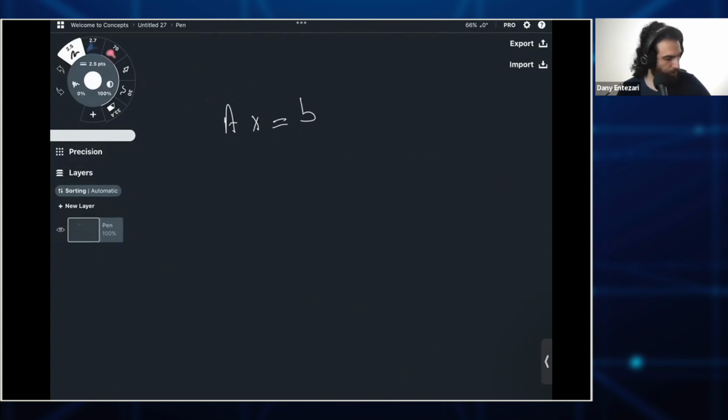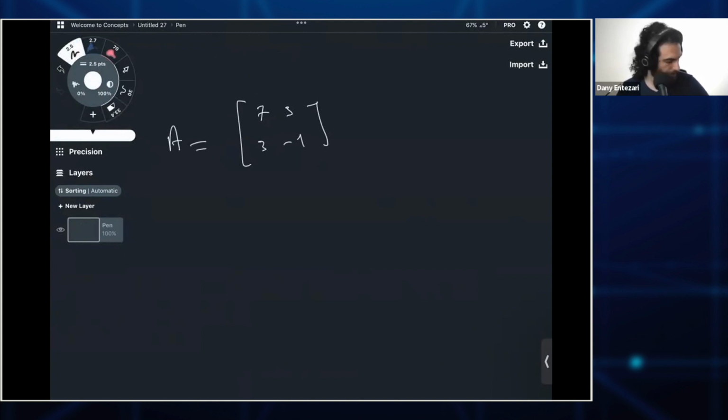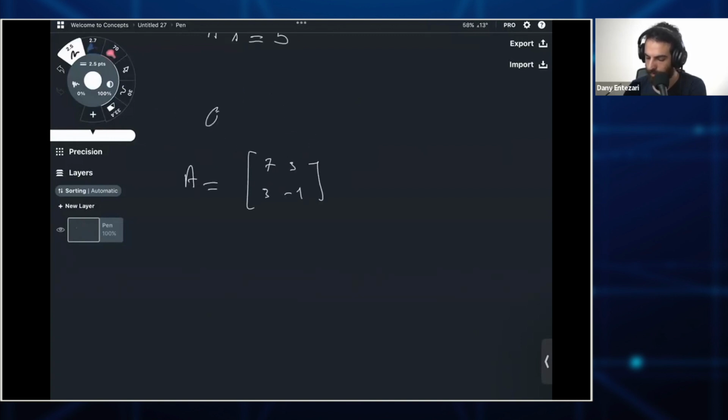Okay, so let's say we have this square matrix with components 7, 3, 3, and -1. And we want to calculate the eigenvector for this square matrix. So this is our matrix A. Going to take an identity matrix and multiply it by the scalar lambda. So let's keep this as the given.